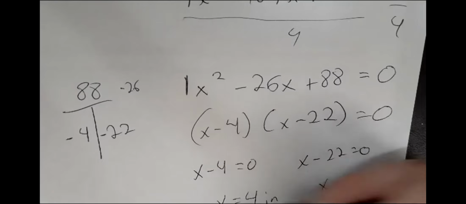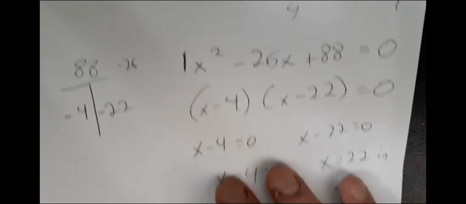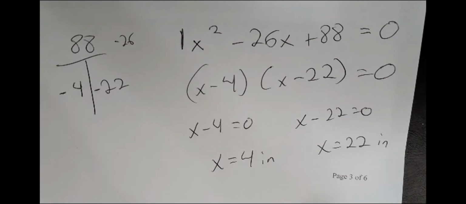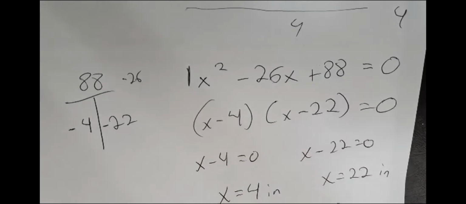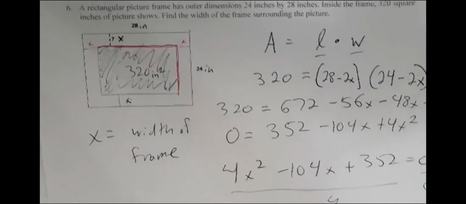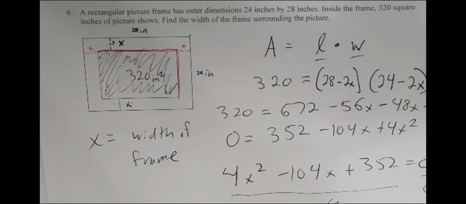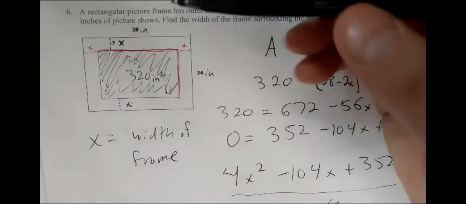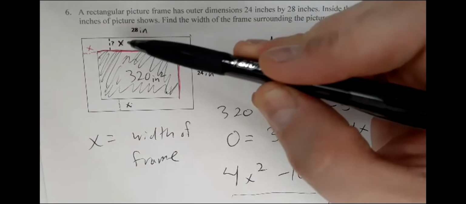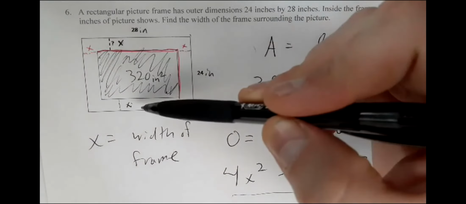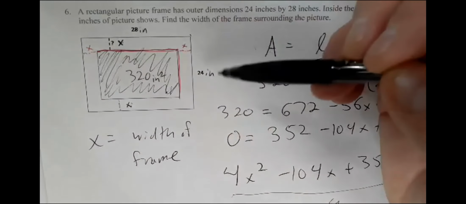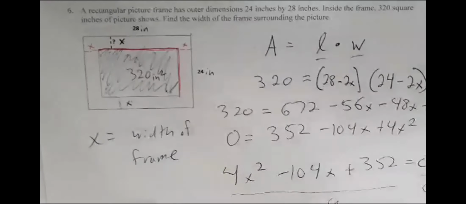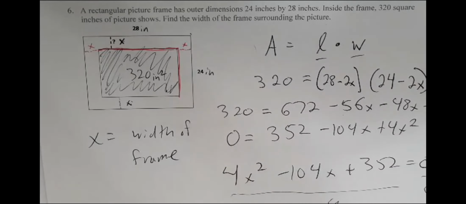When we're talking about inches here. Okay, so now I have two possible solutions. So I'm looking at this thing, and it's either 4 or 22. So if I'm looking at 4, this would make it 4 and 8 inches. And if this is 8 inches, this would be what? 24 minus 8 would be 16.